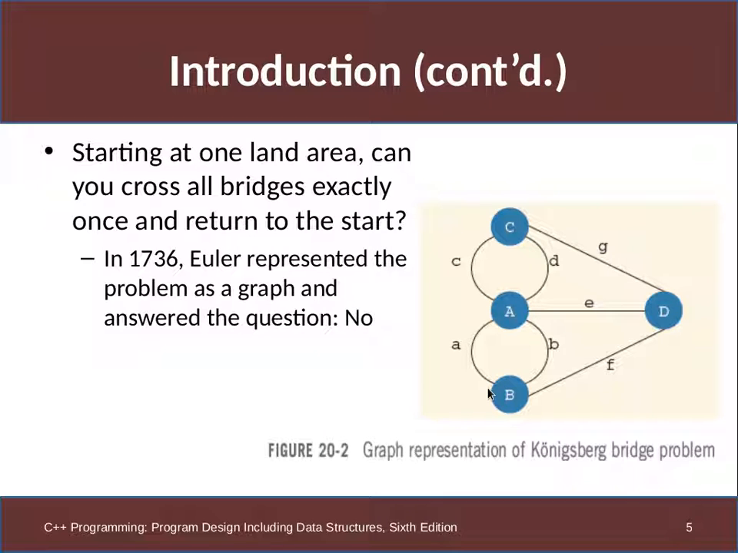Euler in 1736 represented the problem as a graph and answered the question no. So graph theory is actually, well, I guess it depends on how you look at it, I don't think it's that old, 1700s. Some people may consider that old, but mathematically speaking, it's not a very old study. But it's, of course, blown up recently because computers can represent a lot of things using graphs. But he just represented it as a graph over there. So why do you think the answer is no here?